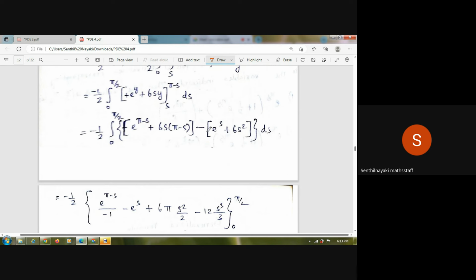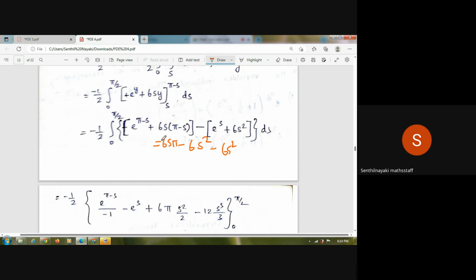Next, after integrating e power s, we have the same e power s. Next, in the second term, 6s into pi minus s. After simplifying this, we have 6s pi minus 6s square. So here also we have minus 6s square, therefore 12s square we have.